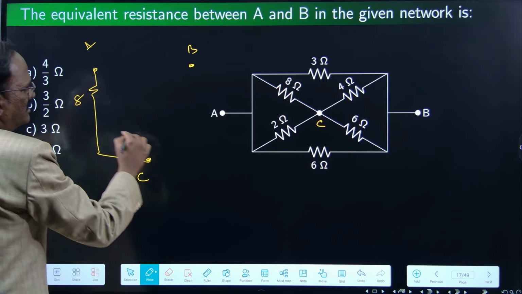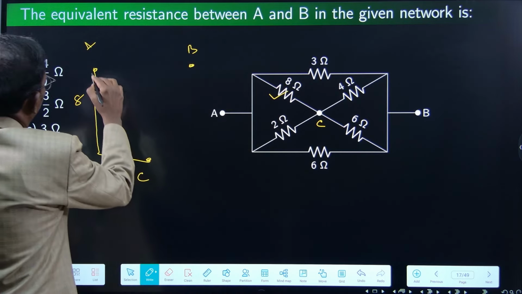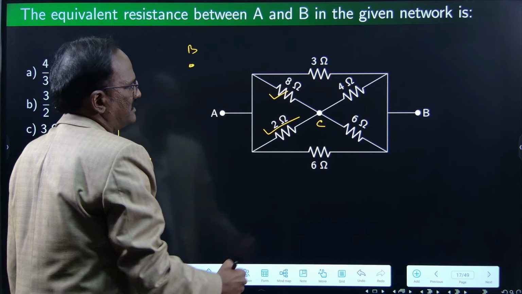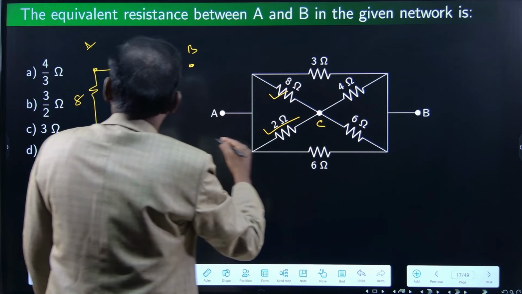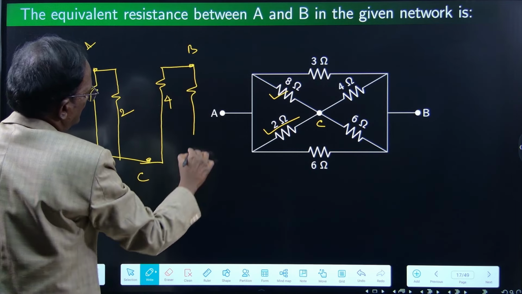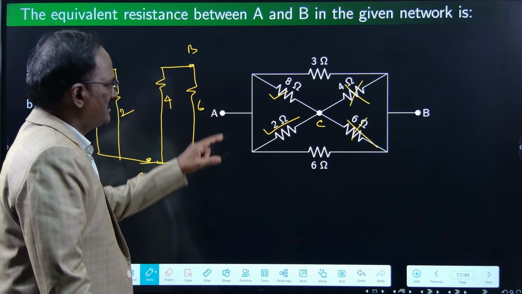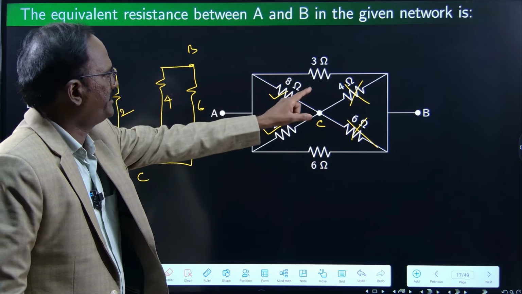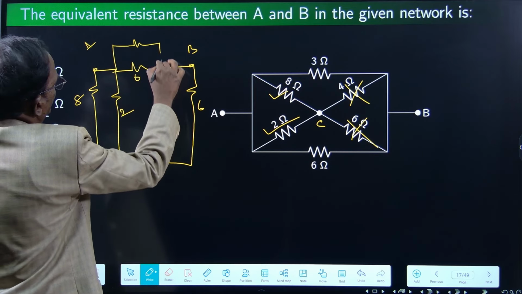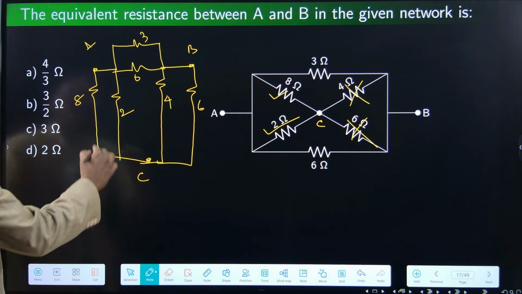8 ohms. This is over. Then A and C 2 ohms. This is also over. B and C 4 and 6. They are also over. Then A and B 6, and again between A and B 3. Now it looks simple.